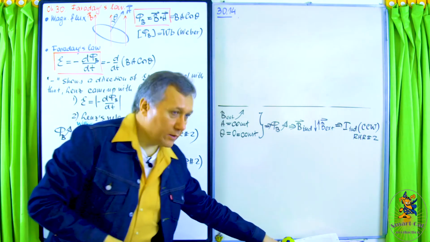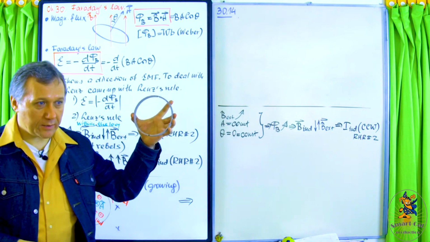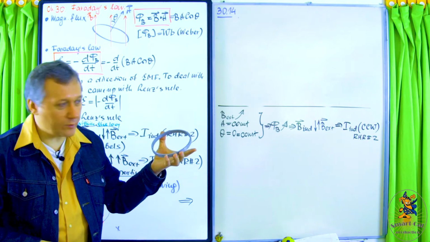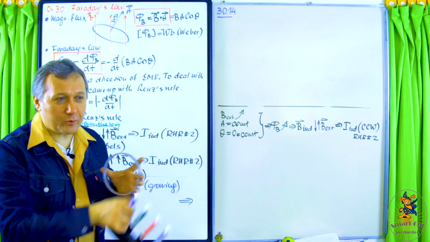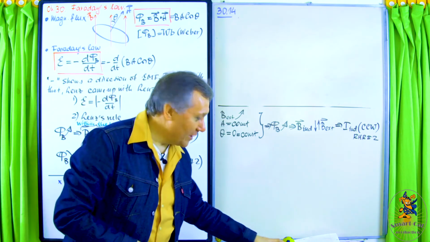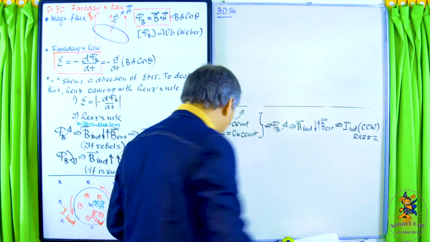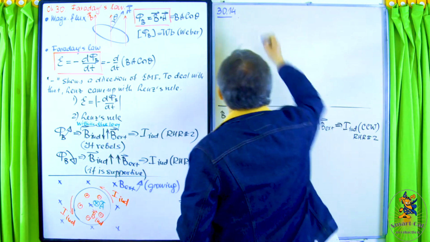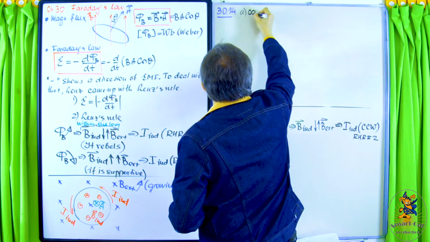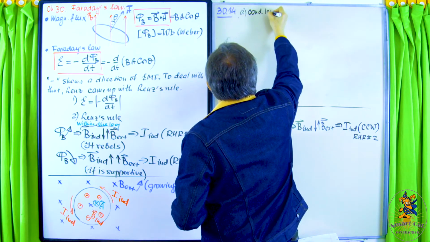Again, we have a circular conducting loop. Radius is given. Usually we use capital R to denote radius, but since here we will also have resistance, I will use R sub 0 to denote the radius of the loop, right? Okay, so let me write. We have part A, we have a conducting loop.